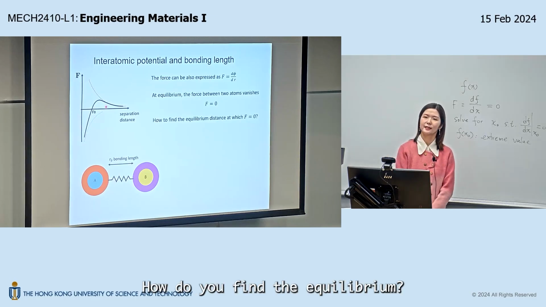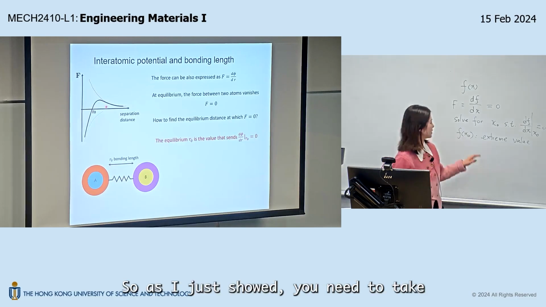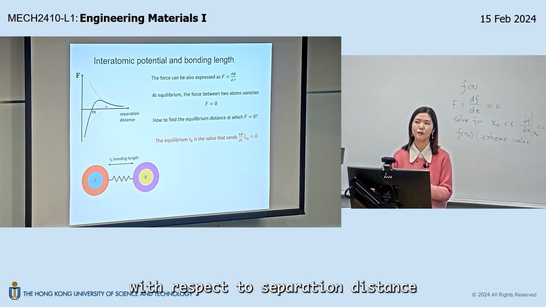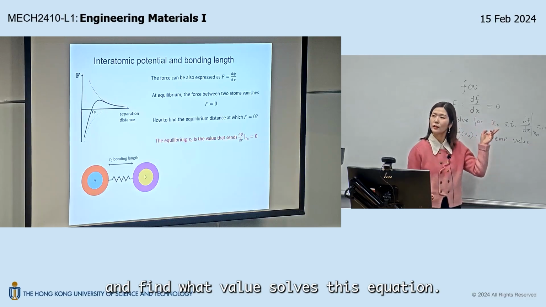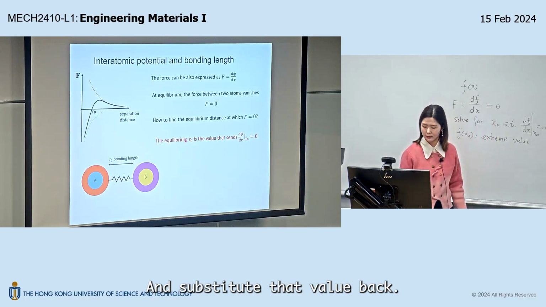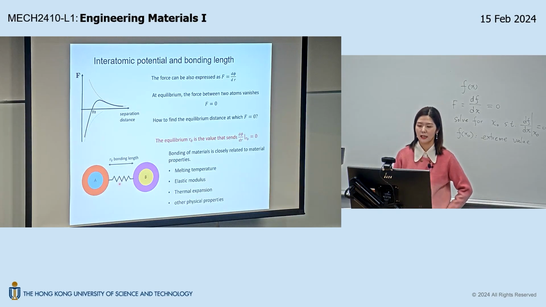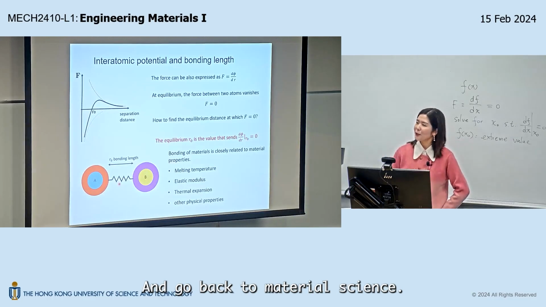How do you find the equilibrium? As I just showed, you need to take the differentiation of potential energy with respect to separation distance and find what value solves this equation, right? And substitute that value back. You'll get the equilibrium of the bonding state. Okay? So that's the only math you need. And go back to material science.